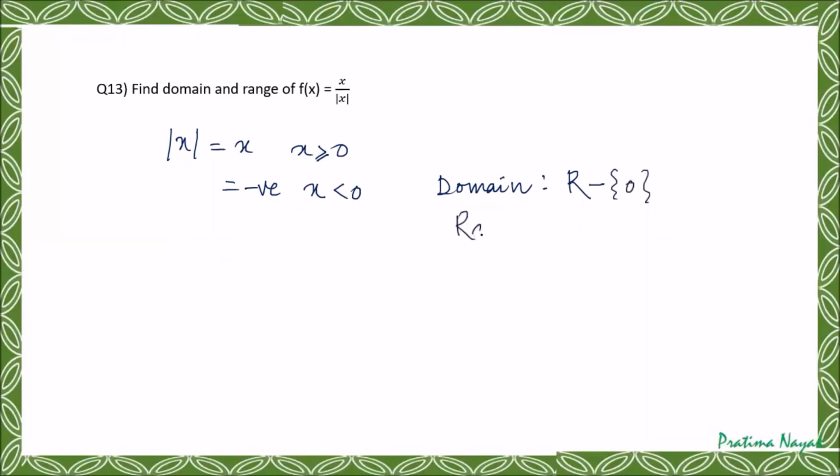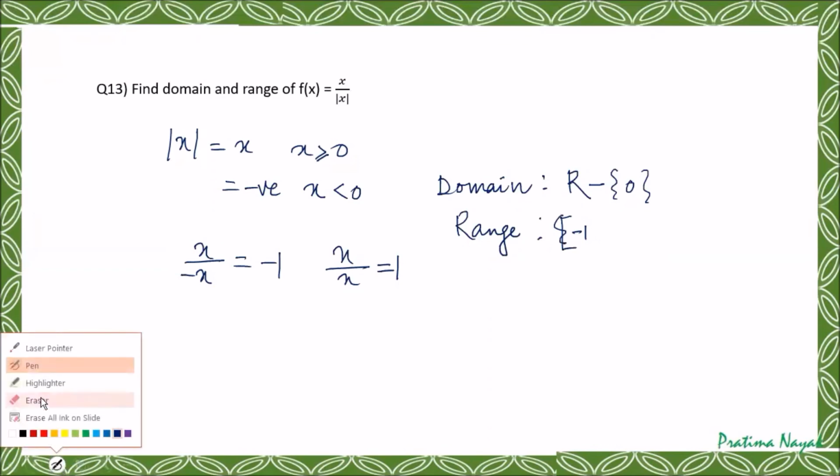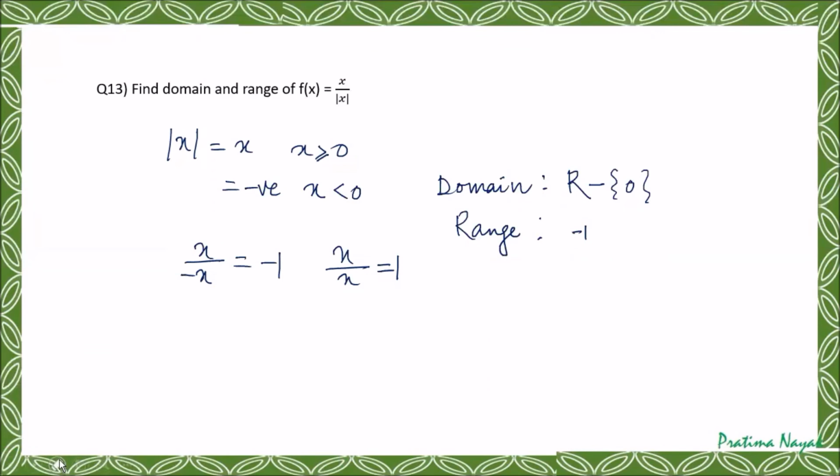And what about range? Range is equal to, if we see, x by negative x is -1, x by positive x will be 1. So they should give only two values. It will be -1 and 1. I'll put a curly bracket because only two values, it is not an interval. I'm sorry, it will be -1 and 1. Only these two values. If we put positive, it will give you 1. If we put negative, it will give you -1. And we are not putting 0, so it never gives 0. These are the two values.